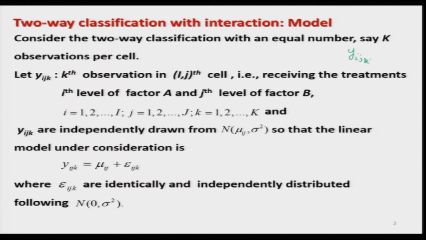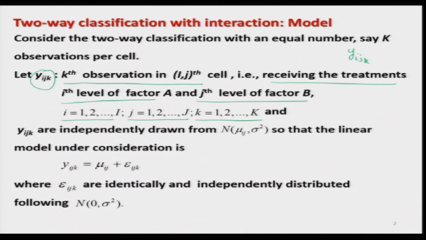So, now let us try to consider this y_ijk to indicate the kth observation in the ijth cell. So, this means the observation in that particular cell, which is receiving the ith level of factor A and jth level of factor B. Right, my symbols and notation are going to be the same as what we have used in the case of two-way analysis of variance. So, we are assuming that the two factors A and B have I and J levels. So, small i is going from 1 to capital I and j is going from 1 to capital J, and now we are taking different observations in a cell. So, we are going to indicate here a small k which has a range from 1 to capital K.